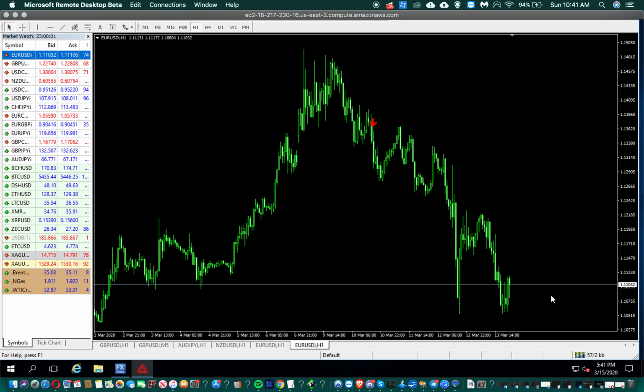On 10K lot size, that's over $20,000. Not bad. Technically, if you were over leveraging on this trade, you could take the whole year off and just live on the money. Depends on where you live, right? So, next pair we're going to look at is GBP USD.